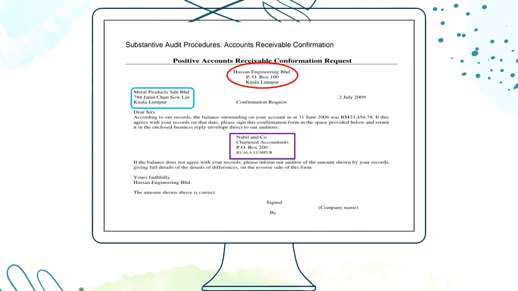But if the account receivable does not agree, they need to tell the auditor about their record, and then it needs to be signed by the company. So that's all about our subtopic. Next, we go through the final examination question.